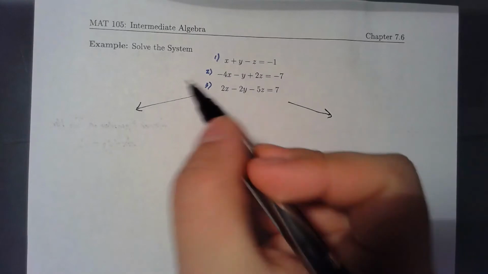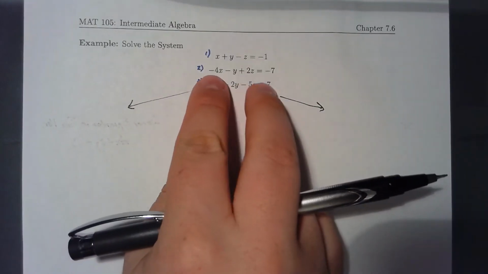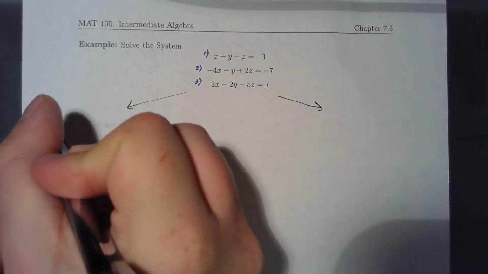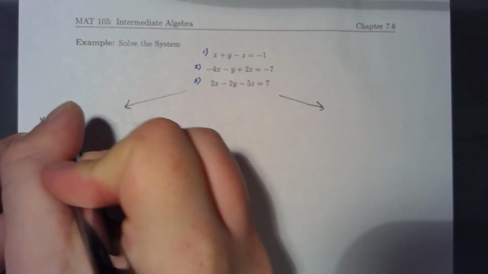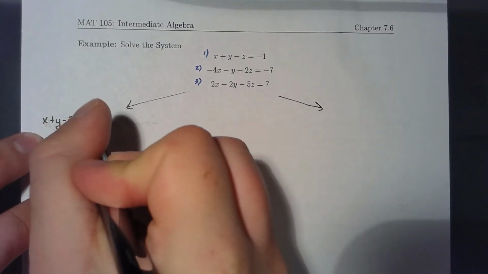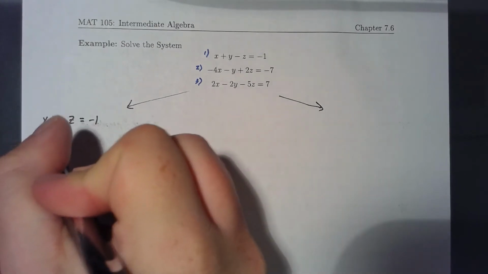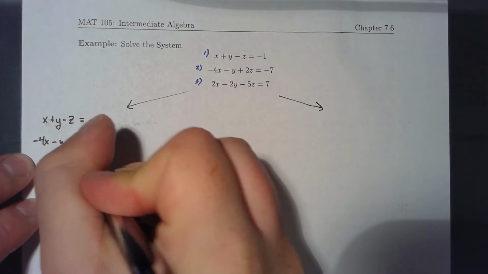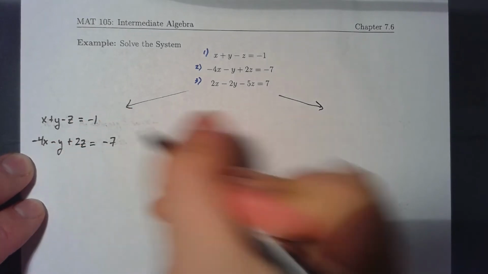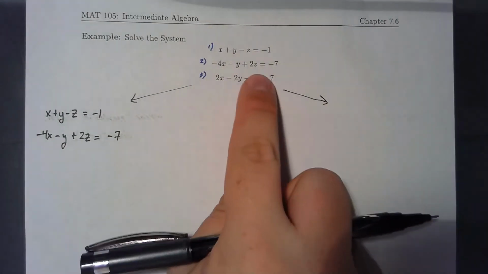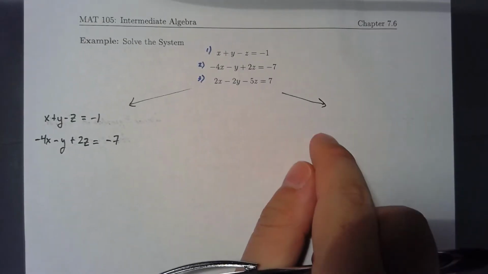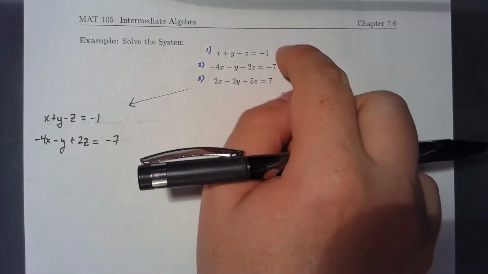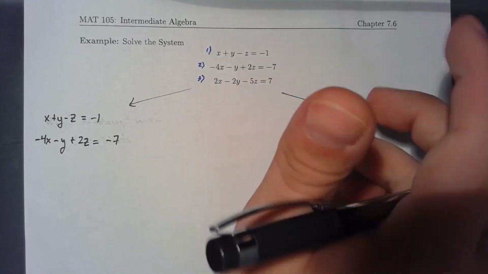So in the first system, I'm going to have equations 1 and 2. So I'm going to write them out here. X plus y minus z equals -1, and -4x minus y plus 2z equals -7. So those are equations 1 and 2. And now in this system, I'm going to pair equations 1 and 3 together. Okay.